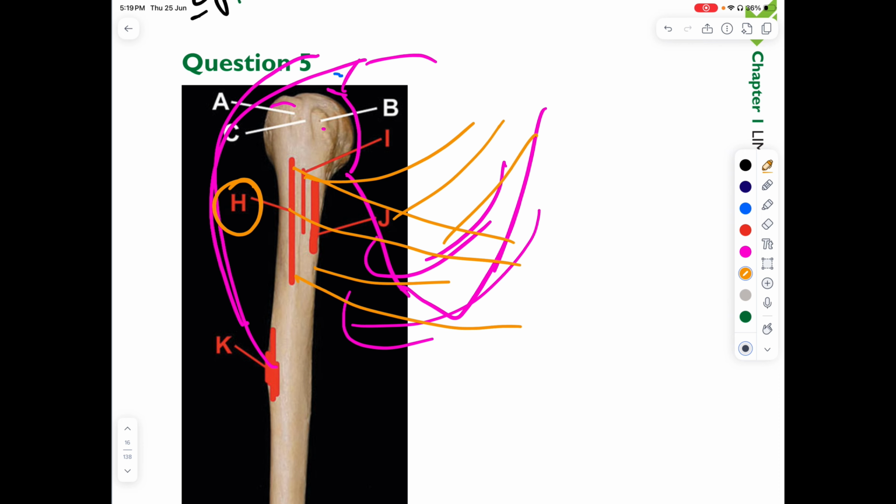Then I is latissimus dorsi, it is from the lower side. Here is the latissimus dorsi, and J, behind it, is the teres major from the lower end of the scapula. So this is the lower end of the scapula, and this is teres major posteriorly. So these three muscles are like this.